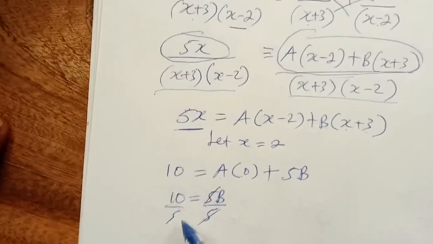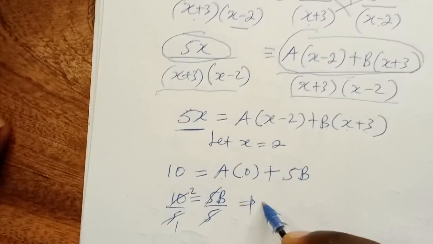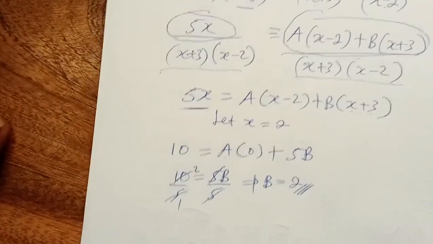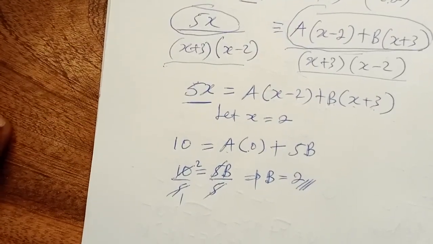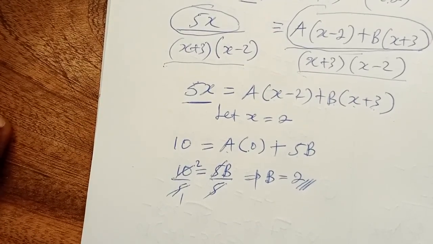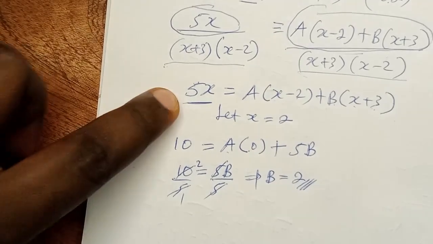So 5 will take off this, and this 5 will also take off 1, cancel here 2 times. This implies that b is equal to 2. Now we already have the value of b. Let's now try to see how we can take off b to also get a from this expression here.